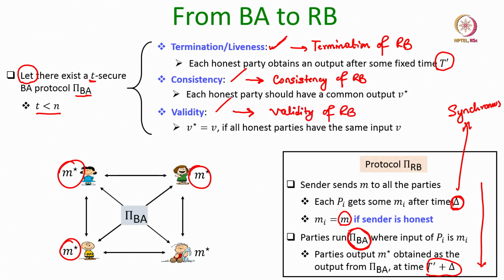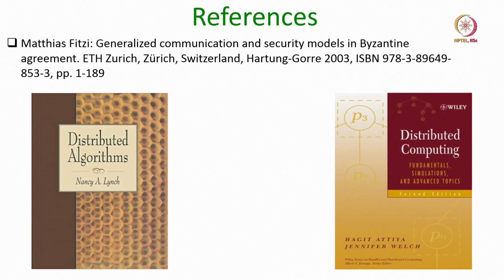Why? Because if the sender is honest, then it will send the same message M to every honest party. So everyone will have received M, M, M, M from an honest sender, and everyone would have participated with input M in the instance of BA, and the validity of BA guarantees that if all the honest parties have the same input, then they stick to that output at the end of the protocol, which implies the validity of RB. So that is the relationship between the RB problem and the BA problem. If one problem is solved, the other can be solved, and vice versa.